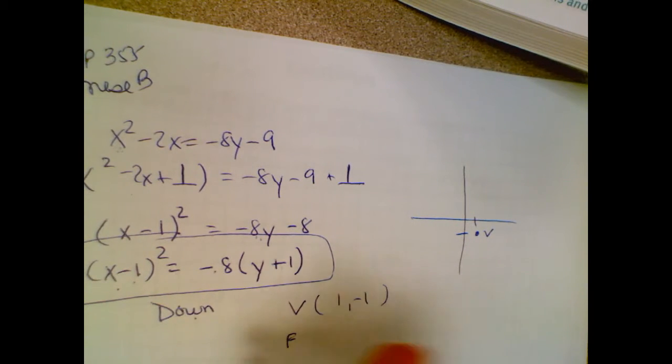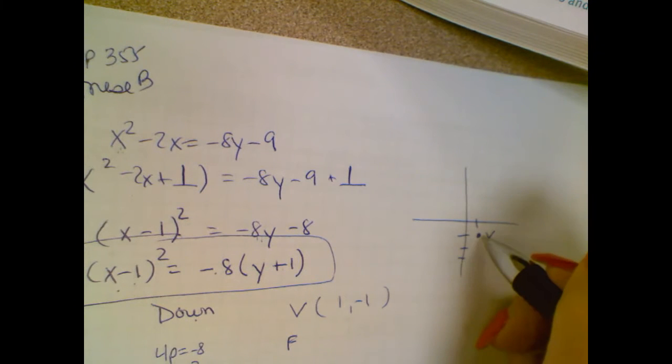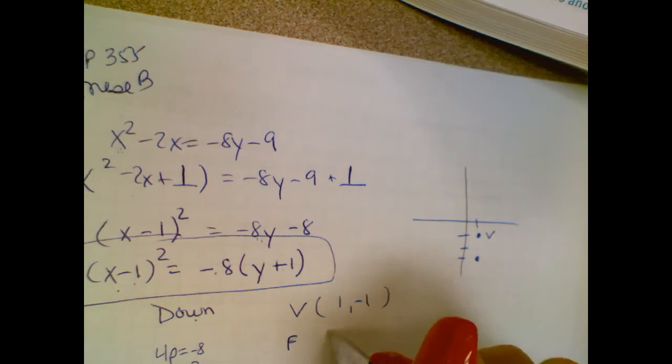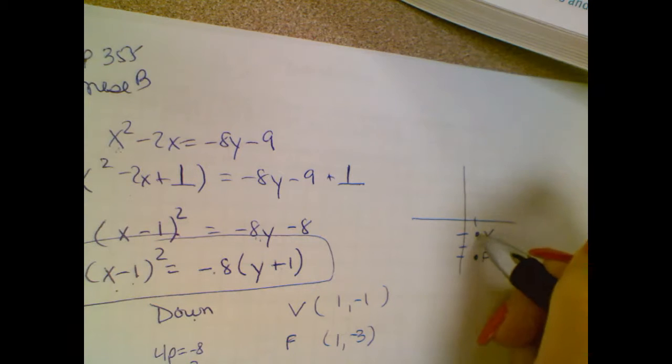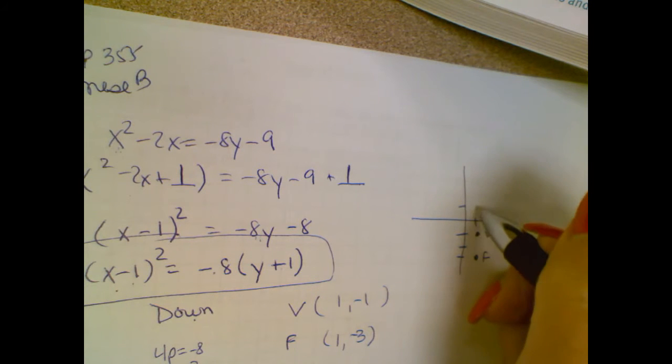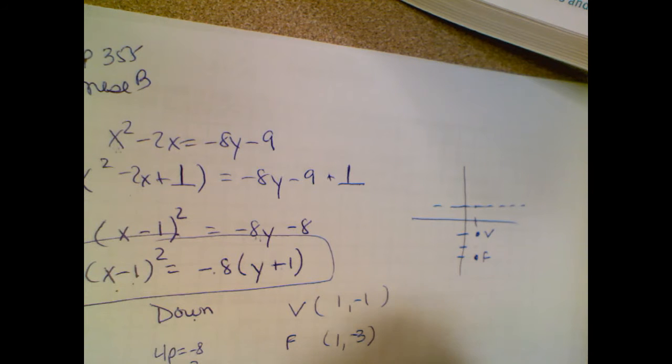Your focus is going to be found by taking 4p equal to -8, and p is -2. Even though it says -2, it just means that it's still 2. You're still counting 2. So 2 here because it's going down, and that point is 1, -3. That's your focus. We're also going to go the other way, and we're going to draw a horizontal directrix. So the directrix is a line, and it's y equals 1.